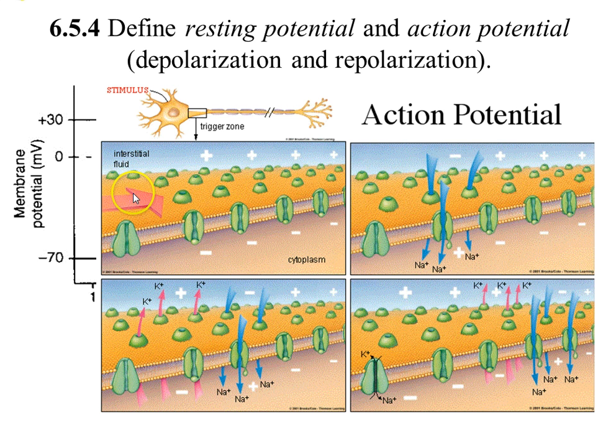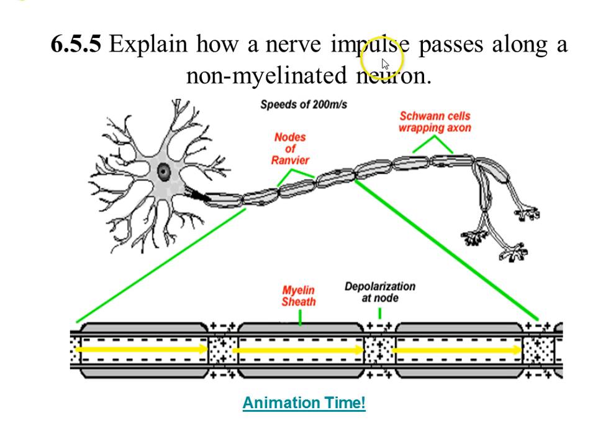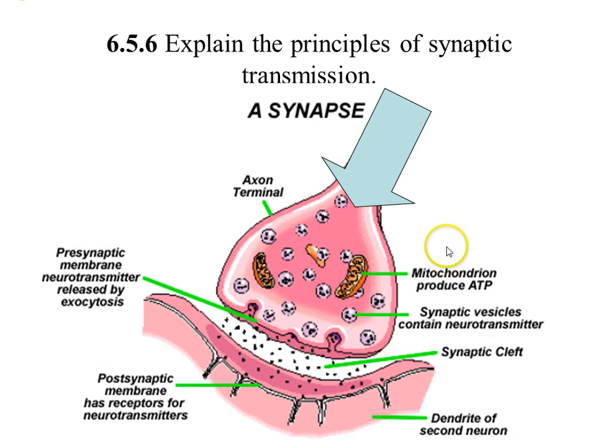And so again here we've got the same kind of thing. We've got sodium flooding in, potassium flowing out. This is another diagram. I'm not sure if this is quite as helpful as the video and the animation that was in the other video. But here's another thing: how a nerve impulse passes along a non-myelinated neuron. I'll put this PowerPoint up on Blackboard, so you can click on this link, and it'll take you to a video. But this is also explained in the other video, as well as this.